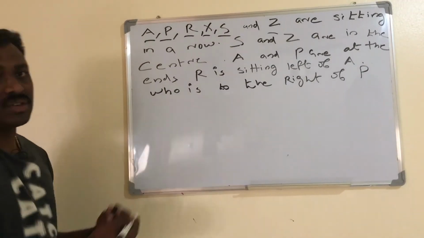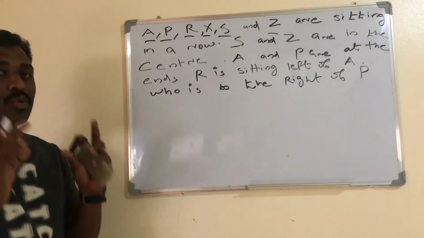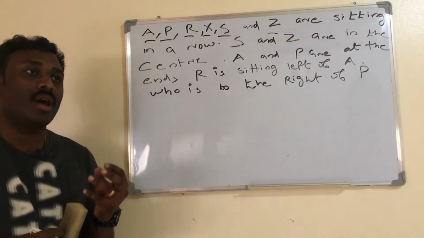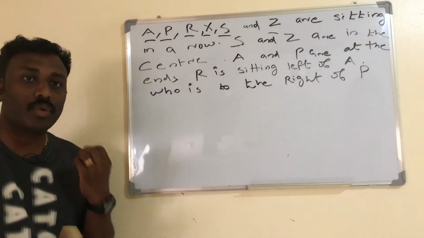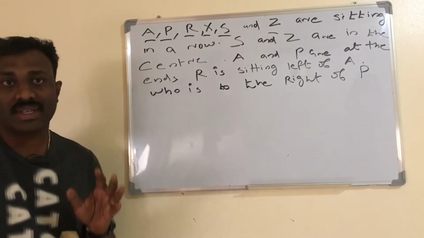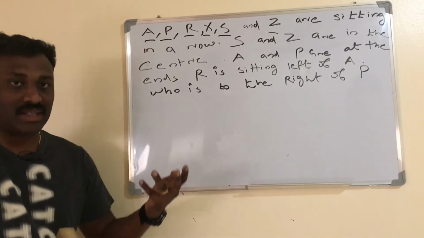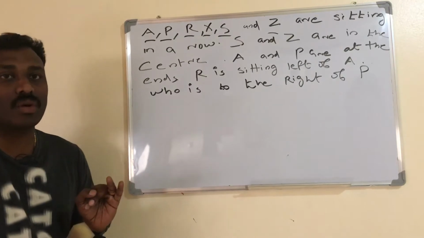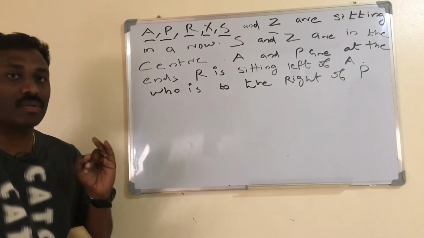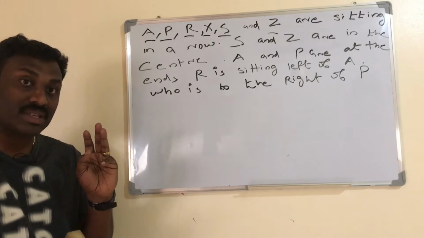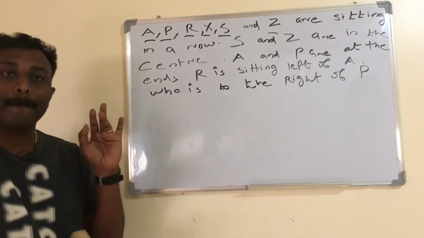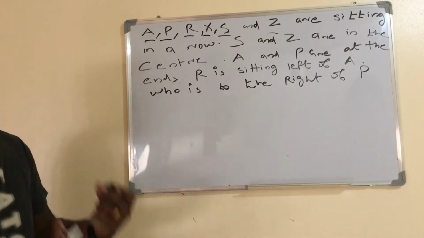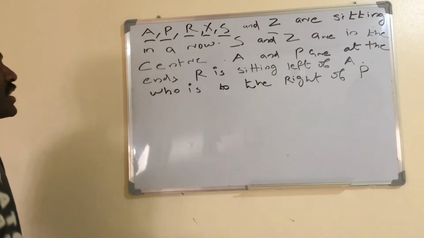Before solving this problem, we have to understand some concepts. When you solve seating arrangement problems, you have to understand some basic concepts and practice. These are the two things to easily solve any seating arrangement question. First one is understand some basic concepts and second one is practice. So this is a linear arrangement type of question, linear seating arrangement.